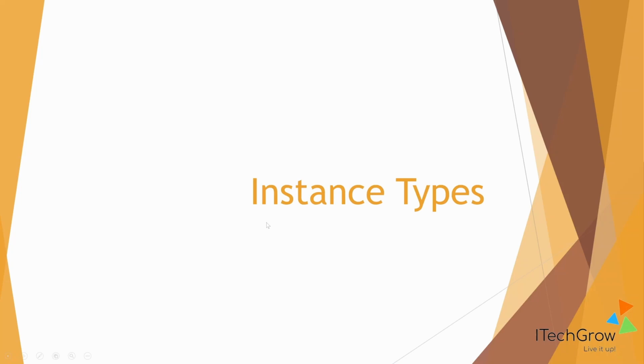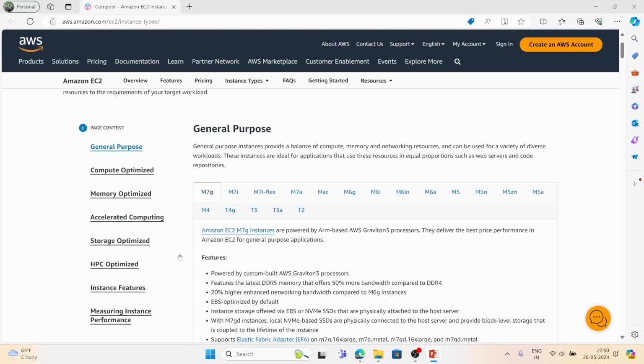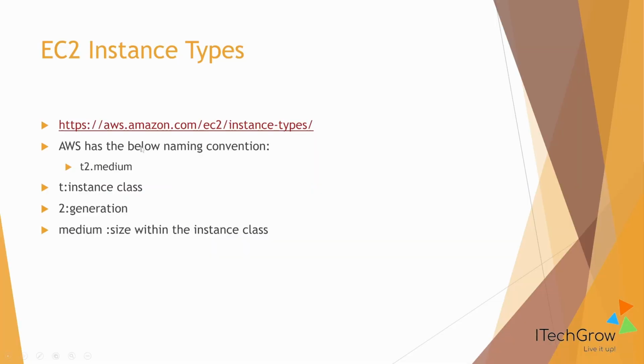Hi, today I will cover EC2 instance types. The EC2 instance types are explained at this Amazon web URL, so let me show you. Here the EC2 instance types are categorized into these types: general purpose, compute optimized, memory optimized, accelerated computing, storage optimized and HPC optimized. I will show it on the next page.